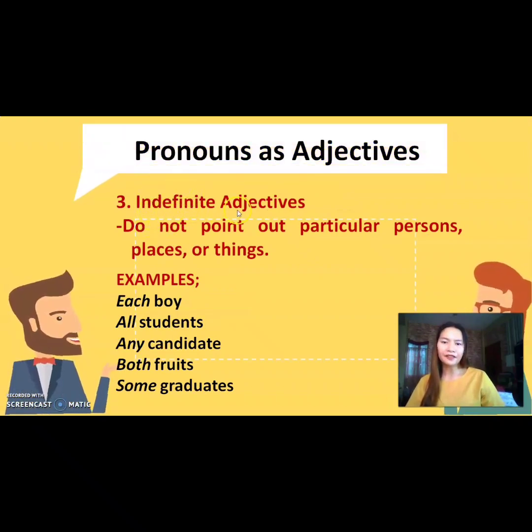We have here the indefinite adjectives. They do not point out particular persons, places, or things. Each boy, not pointing at anybody, all students, any candidate, both fruits, and some graduates. And that is indefinite adjectives.